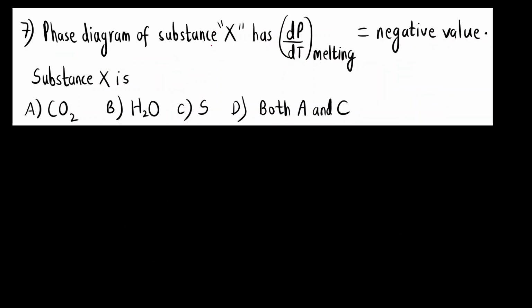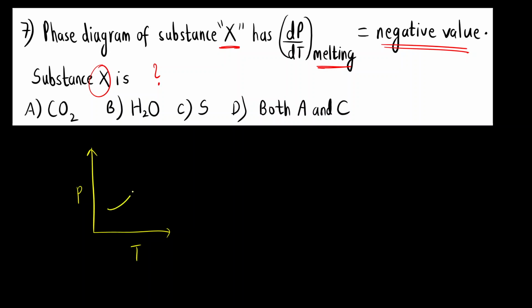Seventh question. Phase diagram of substance X has dP by dT of melting as a negative value, and substance X is what? That we have to find out. Now, if we see the phase diagram of water, the correct answer here is water. Pressure and temperature. This is the phase diagram of water. This is solid, liquid, and gas.